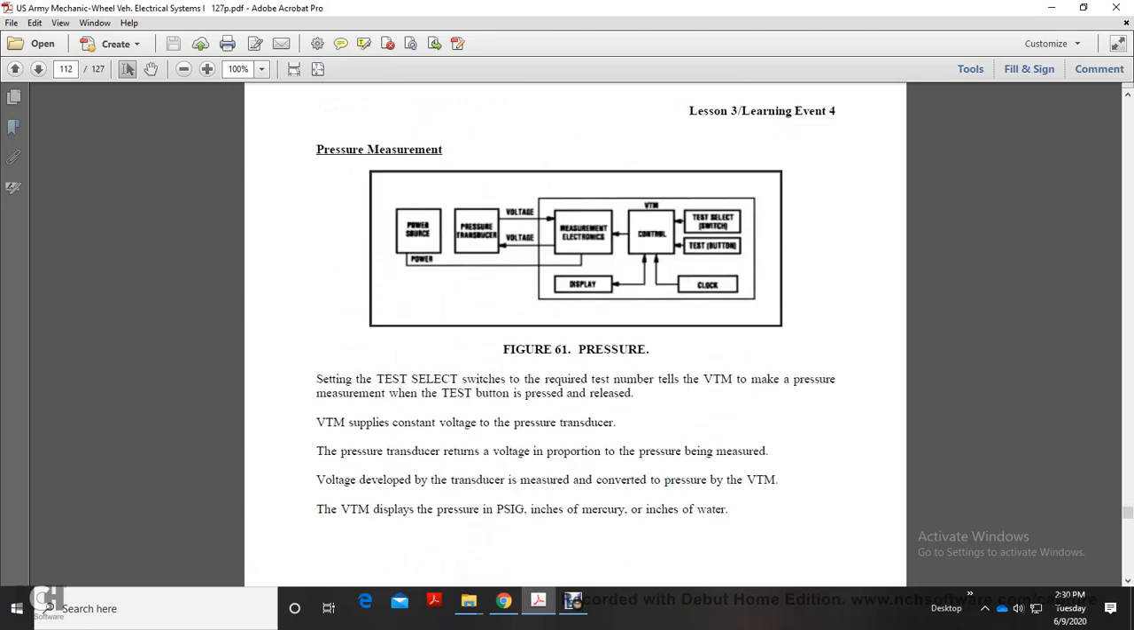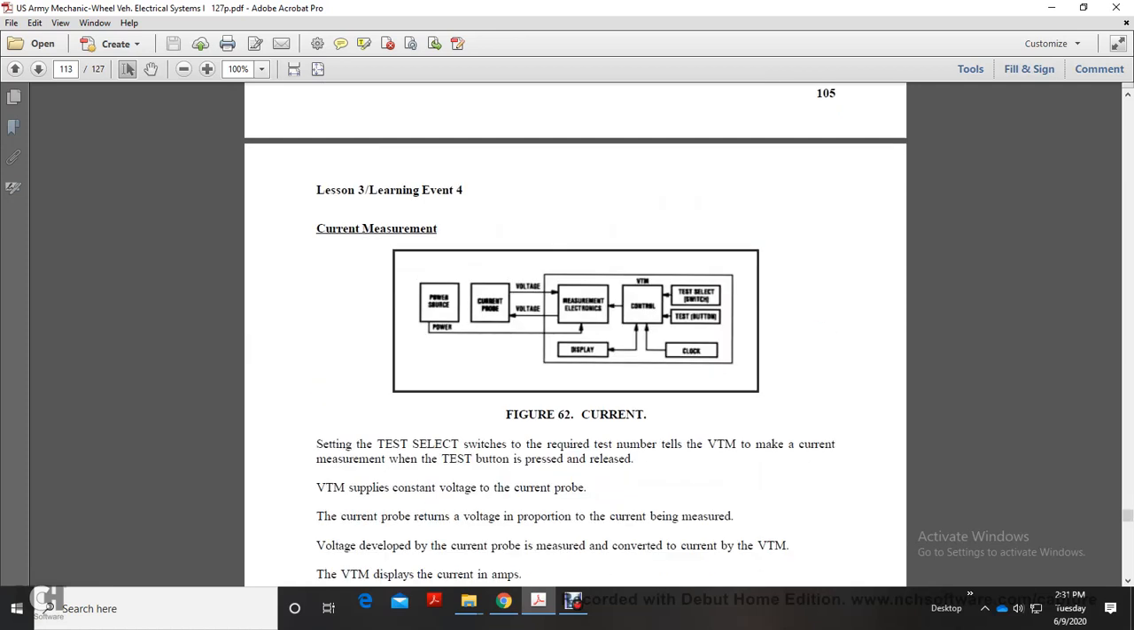Pressure measurement. Figure 61, setting the test switch with the required test number to tell the VTM to make a pressure measurement. Test button pressure relief, the vehicle test meter supplies a constant voltage to the pressure transducer. The pressure transducer returns a voltage proportional to the pressure being measured. The voltage drop of the transducer is measured and converted to pressure by the VTM. The VTM displays the PSI gauge in inches of mercury or inches of water.